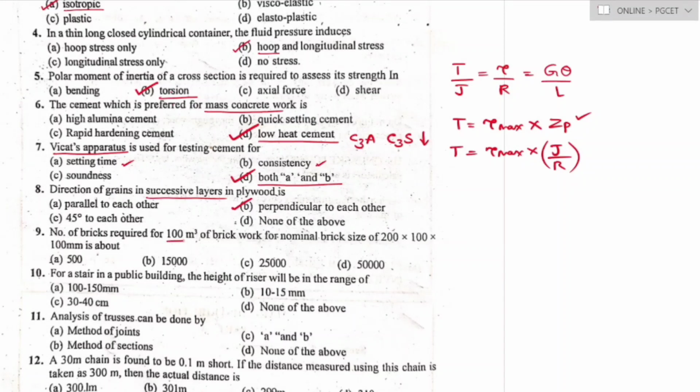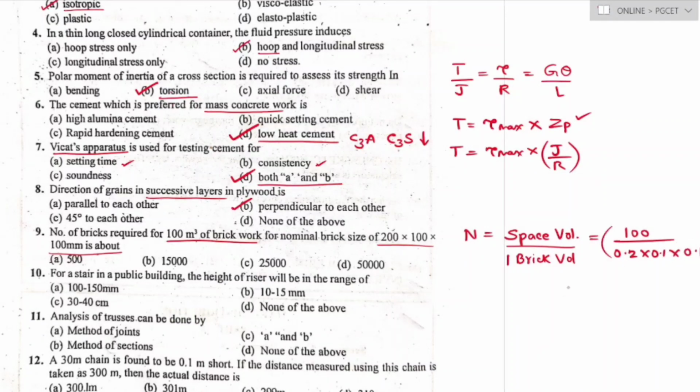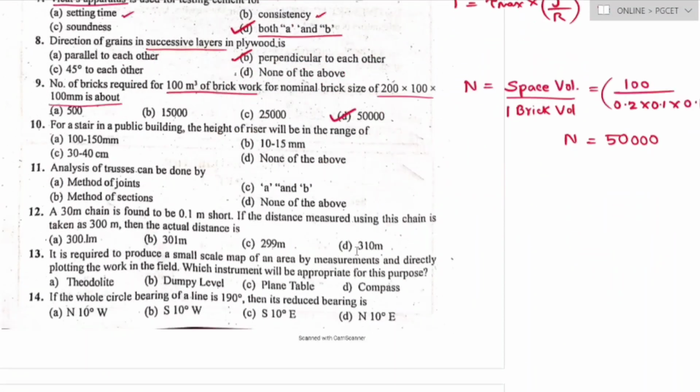Question number 9. Number of bricks required for 100 meter cube of the brickwork for nominal brick size of 200 by 100 by 100 mm. So we have to find the quantity of the bricks, that is N is equal to space volume by 1 brick volume, that is equal to 100 meter cube by 0.2 by 0.1 by 0.1. So number of bricks will be 50,000. So option D will be the right answer.